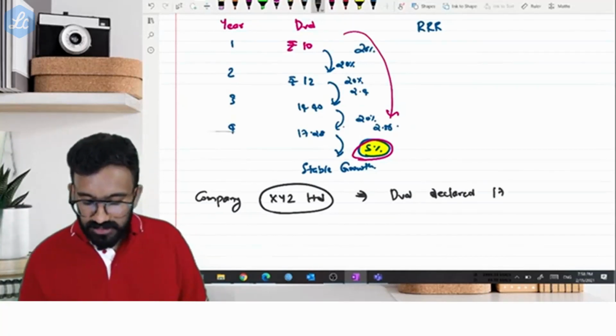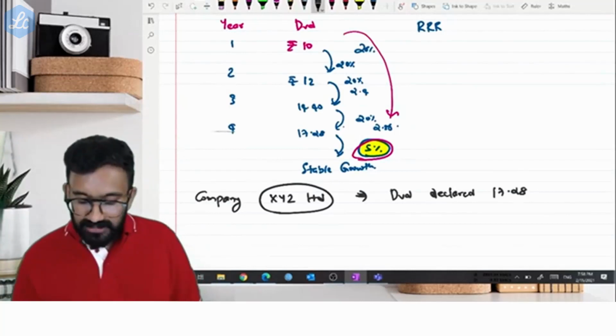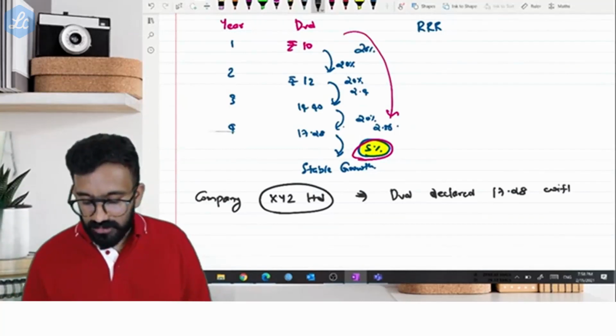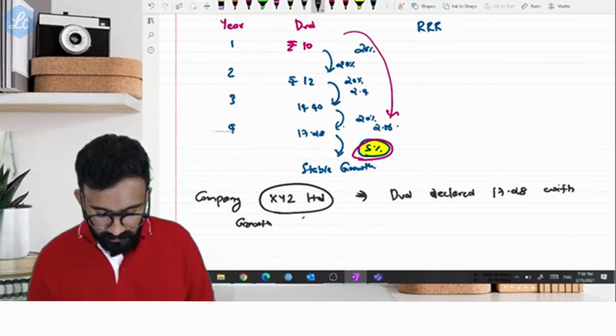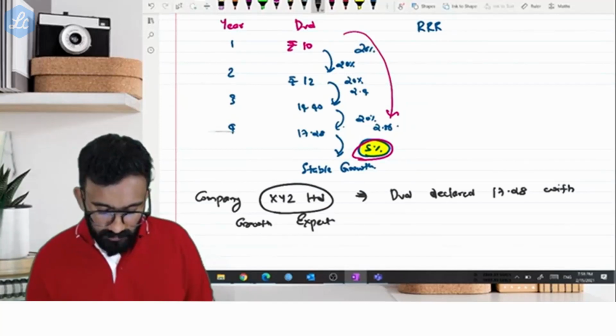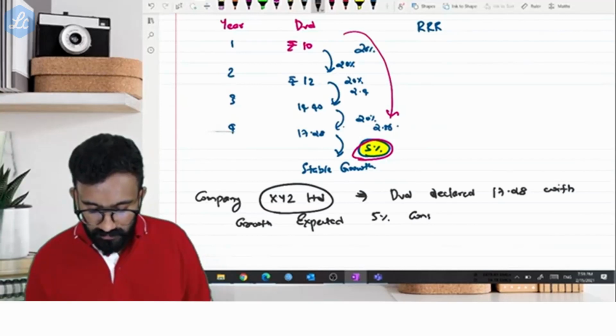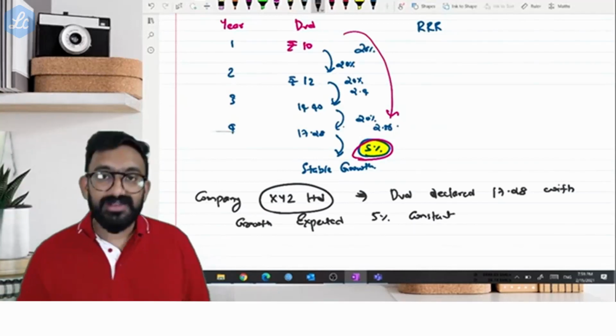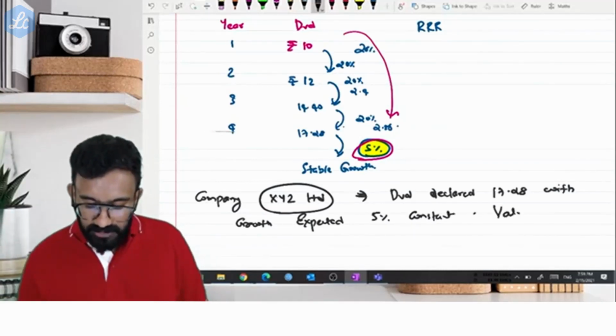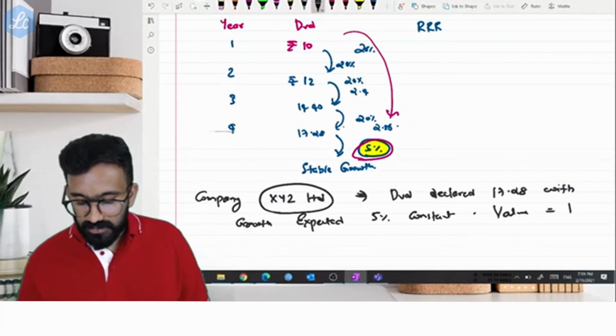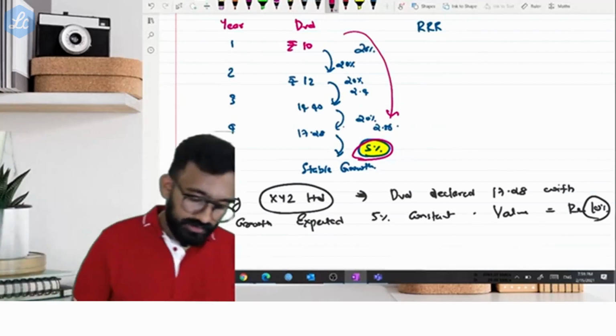just declared, which is 17.28, and with growth expected is constant growth. What will be the value of this particular share if required rate of return is 10%?